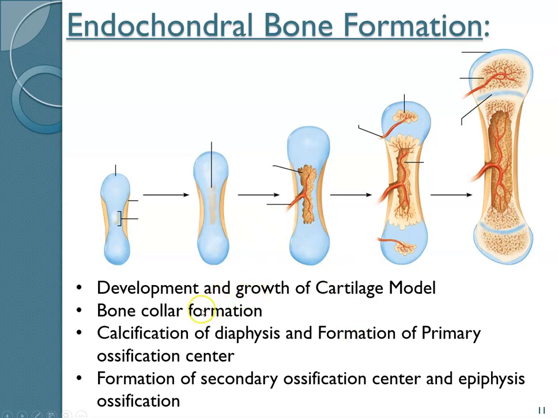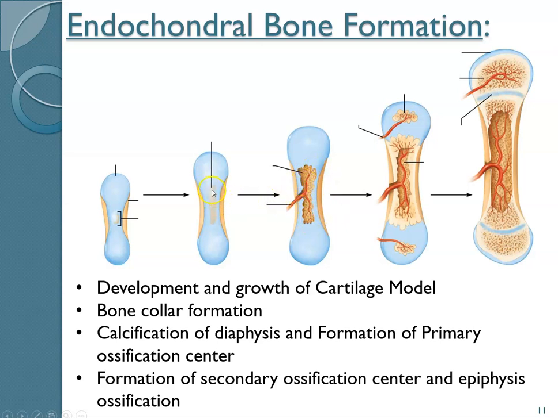So initially we will form a cartilage model. It's going to grow later, by interstitial and appositional growth. Interstitial growth is lengthwise growth, and appositional growth is widthwise growth. Then we will have some osteogenic cells coming, and that's when we form a bony collar, which will form around what will become the diaphysis. Then within that diaphysis we'll have calcifications, and we will have primary ossification centers forming.